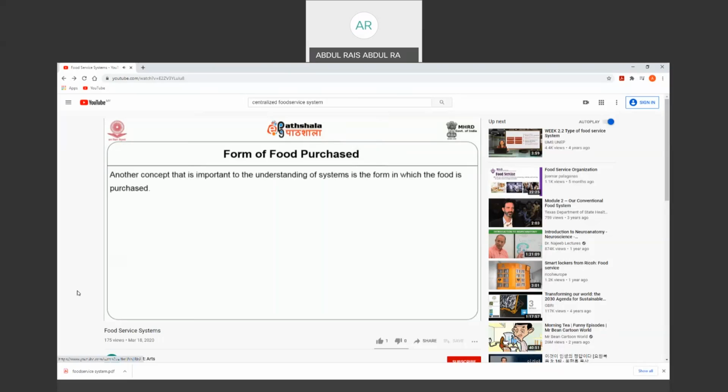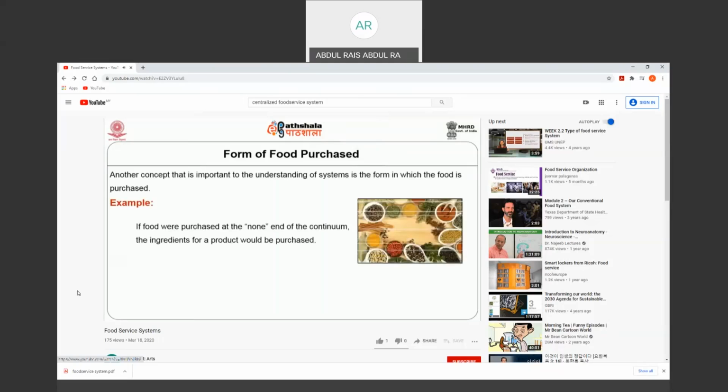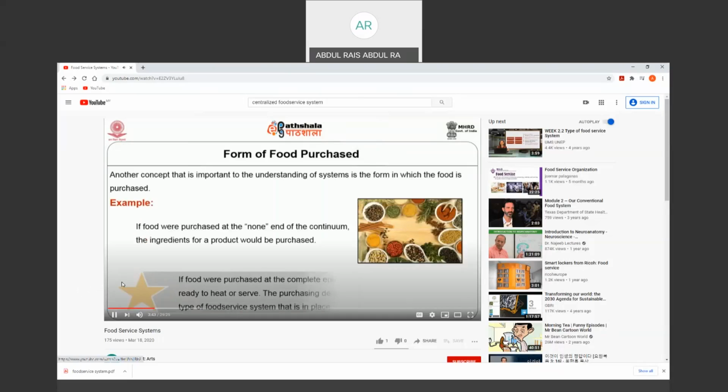Another concept that is important to the understanding of systems is the form in which the food is purchased. For example, if food were purchased at the none end of the continuum, the ingredients for a product would be purchased. On the other hand, if food were purchased at the complete end, the food product would be ready to eat or serve. Okay, sekejap saya tunjuk apa yang dimaksudkan dengan continuum ni.